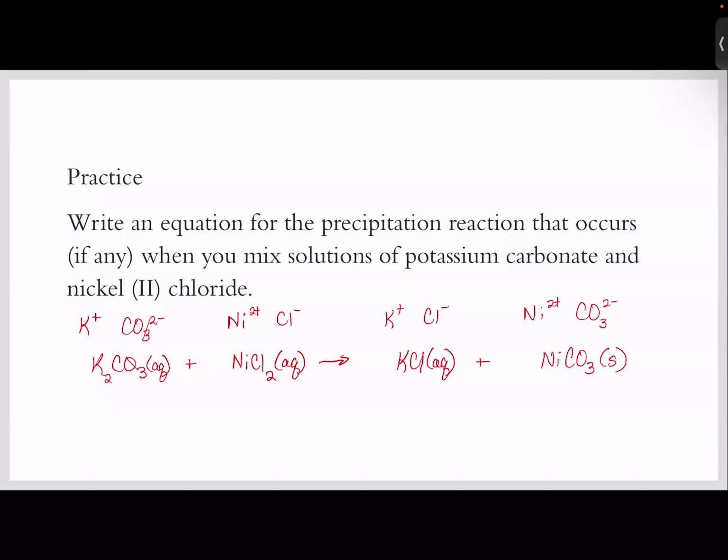The last thing we need to do is balance this reaction. So we need to add 2 as the coefficient to potassium chloride in order to balance the reaction.